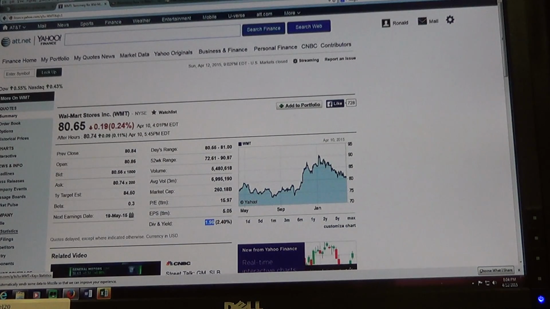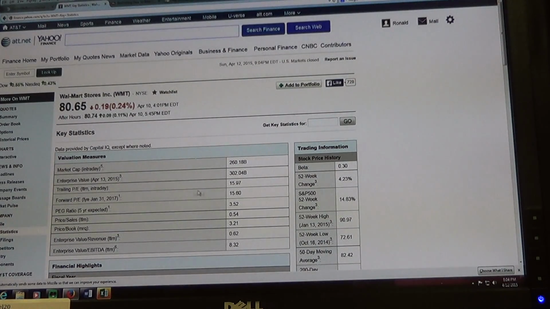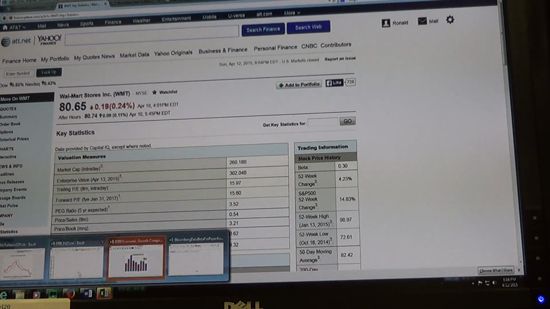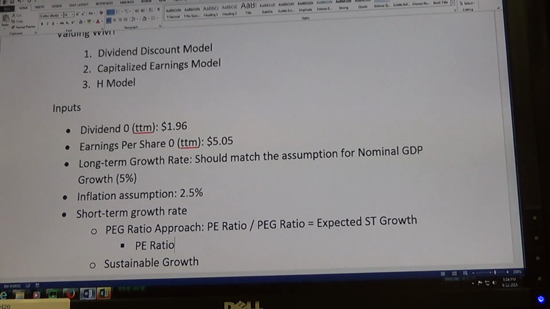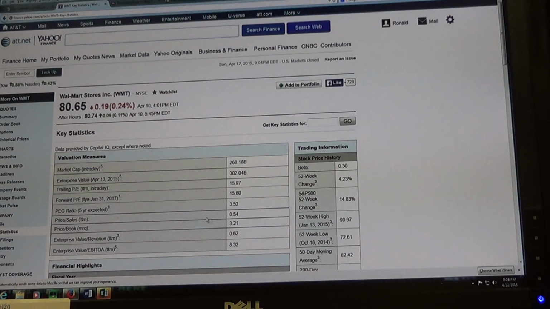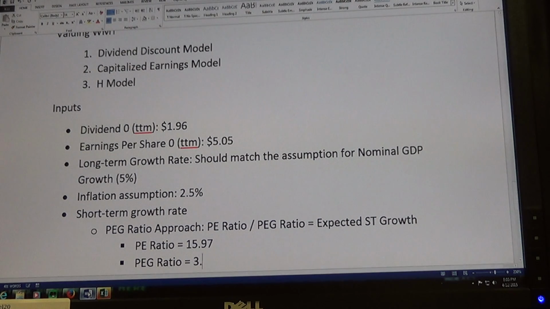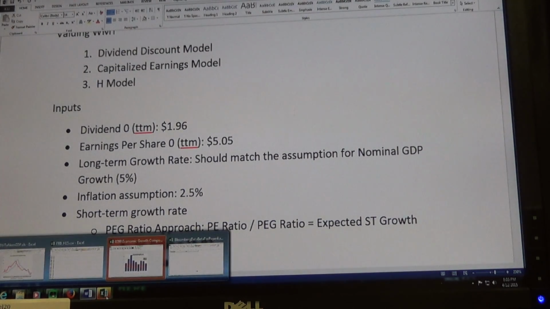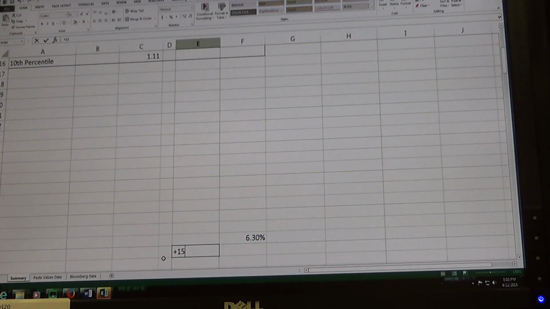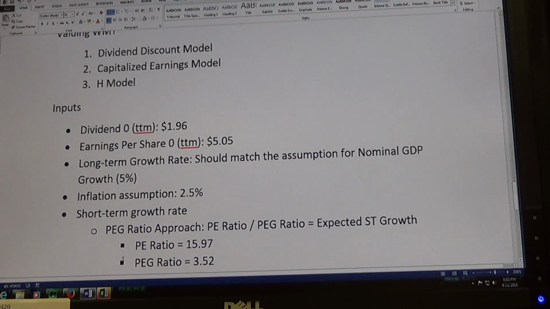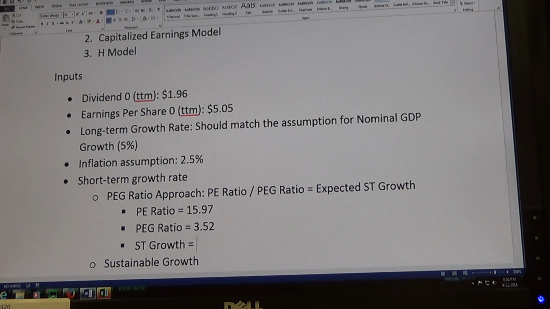So for Walmart, we'll go back into Yahoo Finance. I'm going to click on Key Statistics over on the side, and we see that their PE ratio is 15.97. And their PEG ratio is, see their PEG ratio here, 3.52. So 15.97 divided by 3.52, and it gives us a short-term growth rate of 4.5%. Not all that spectacular. But that's just one example.